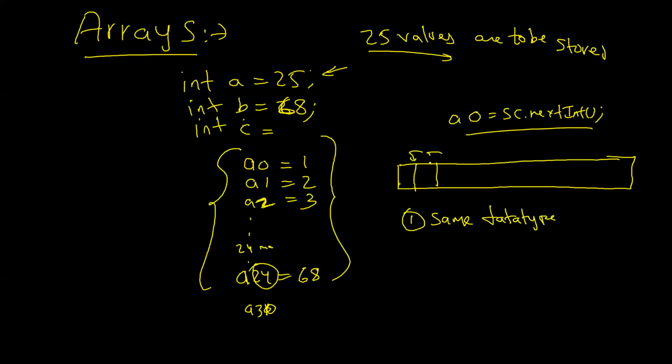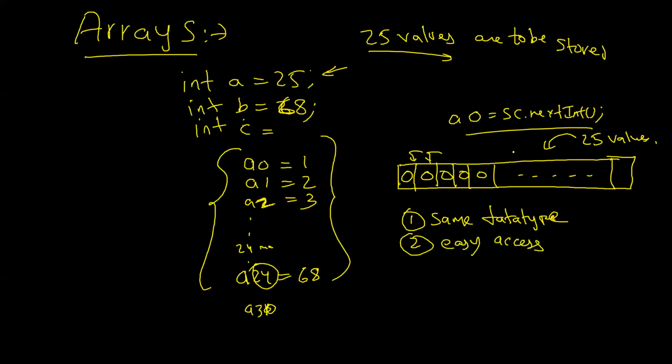This guy could have a value, this guy could have a value. In that way, I've defined 25 variables, okay? 25 values. You'll have all of them with the same data type, and every guy could be accessed in a very fast manner, okay? So it's an easy access thing. If you want to access the 5th value, you can easily access it. If you want to access the 12th value, you can easily access it, okay? I'll tell you how to access it, but just understand how this is built, okay?